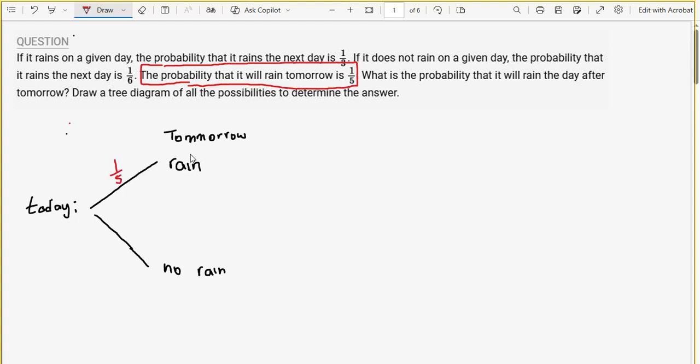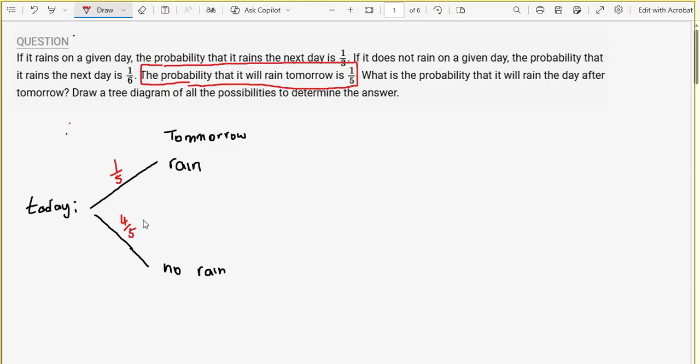Yes, it's 1 over 5, not 1 over 3. Then for no rain, the probability will be 1 minus 1 over 5. We were approaching this wrong because we were using 1 over 3. The 1 over 3 applies if it rains today. So the probability that it will rain tomorrow is 1 over 5. What is 1 minus 1 over 5? 4 over 5, sir. 4 over 5. So this is where we put the 4 over 5. I'm very sorry about that.